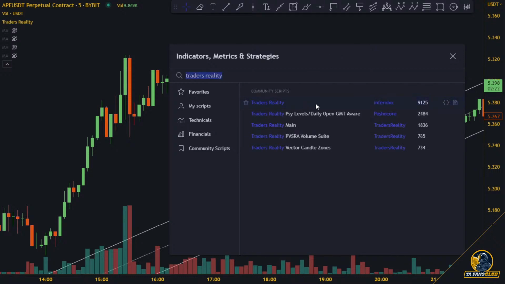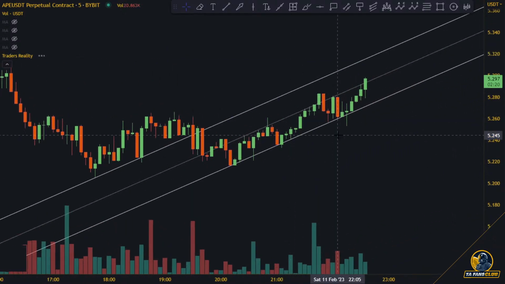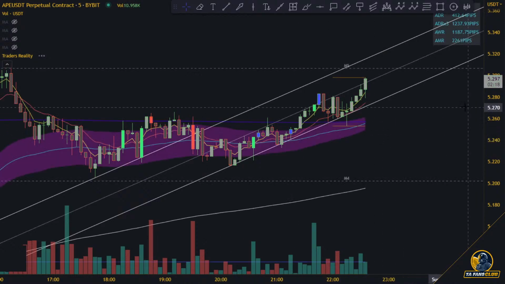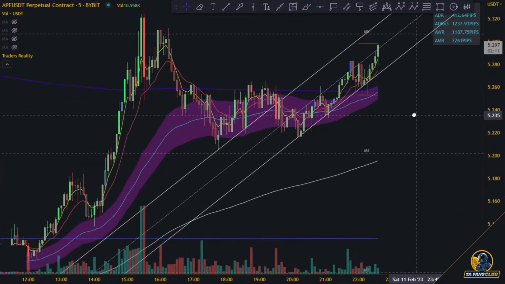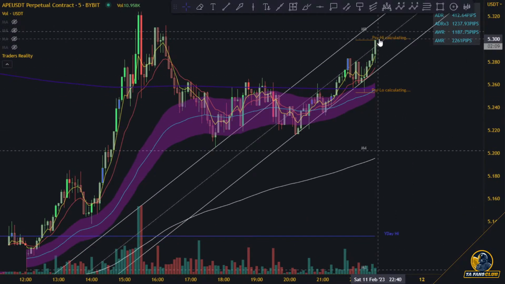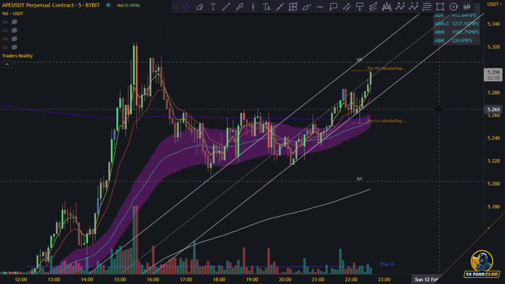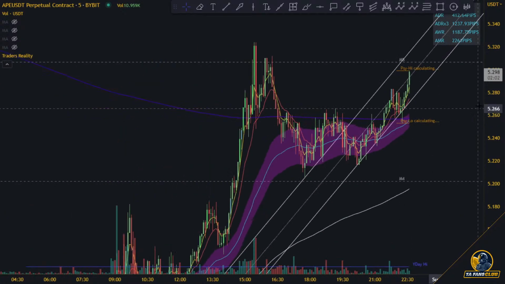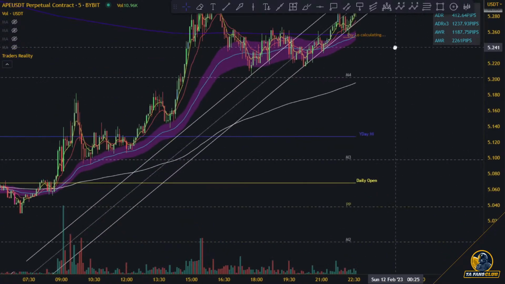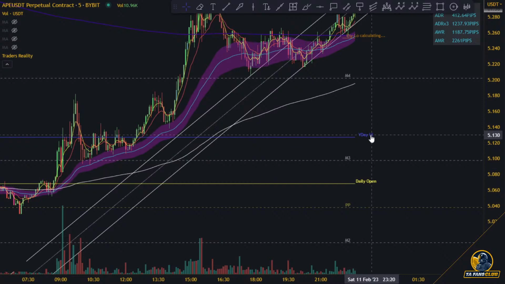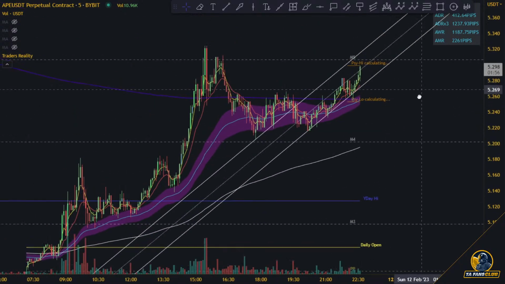Traders reality. What does this thing do? Ooh, we hit some kind of line. M5. Psi high calculating, psi low calculating. Never mind, low. I can't analyze this because I'm not, you know, daily open, yearly day high, M4, I don't know.